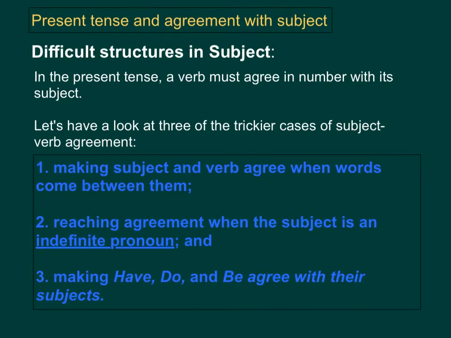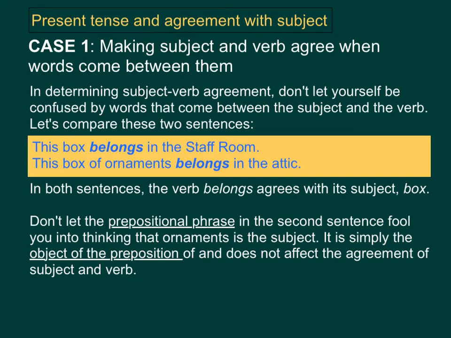Difficult structures in subject. In the present tense, a verb must agree in number with its subject. In the following time, we'll have a look at 3 of the trickier cases of subject-verb agreement. Case 1. Making subject and verb agree when words come between them. In determining subject-verb agreement, don't let yourself be confused by words that come between the subject and the verb.